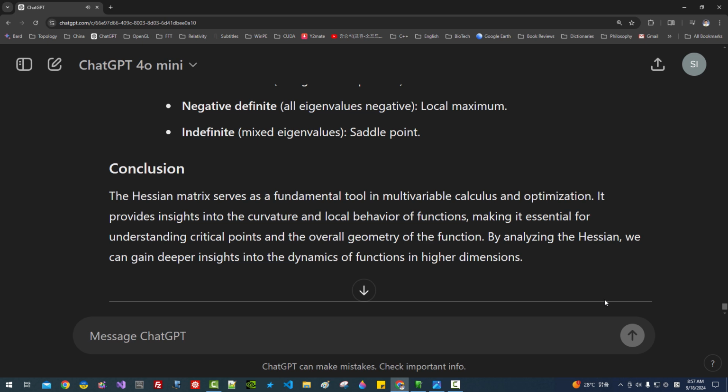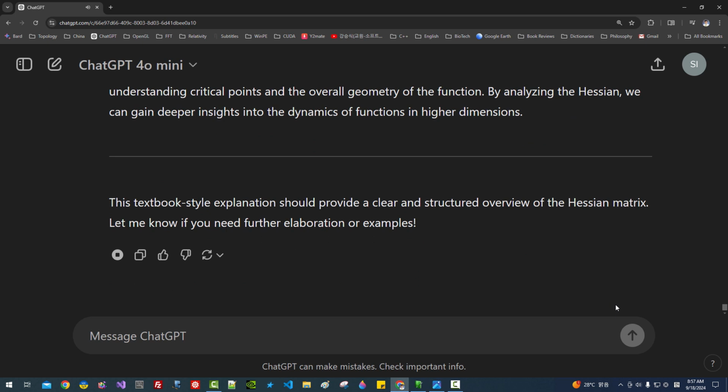Conclusion. The Hessian matrix serves as a fundamental tool in multivariable calculus and optimization. It provides insights into the curvature and local behavior of functions, making it essential for understanding critical points and the overall geometry of the function. By analyzing the Hessian, we can gain deeper insights into the dynamics of functions in higher dimensions. This textbook-style explanation should provide a clear and structured overview of the Hessian matrix. Let me know if you need further elaboration or examples.